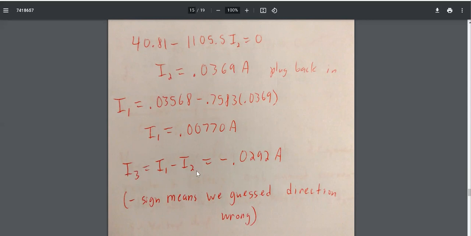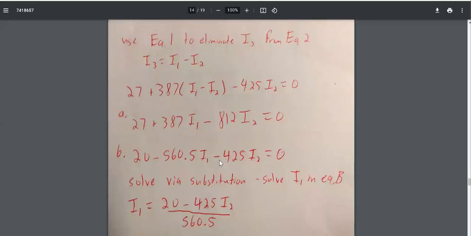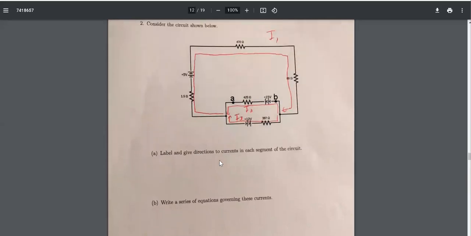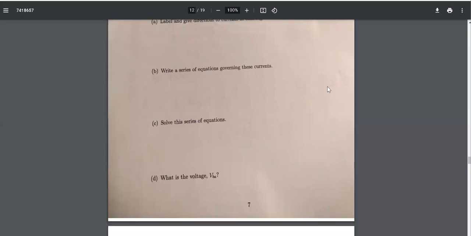Now, one thing to note is that for I3, we found a negative number. So what does that mean? That means all the way up here, when we guessed the directions of the current, we just guessed wrong for I3. Instead of going this way, it actually goes the other way. So it doesn't matter what direction you guess. If you're wrong, you'll just get a negative number in the end. Okay. So we wrote the series of equations, we solved them.